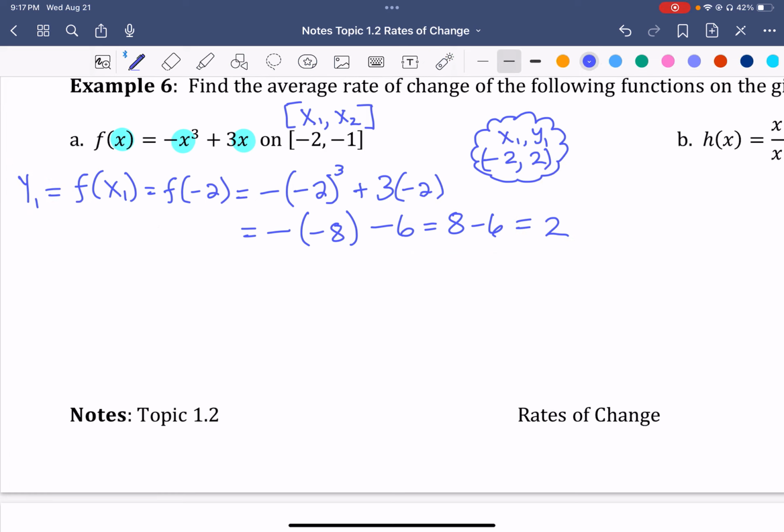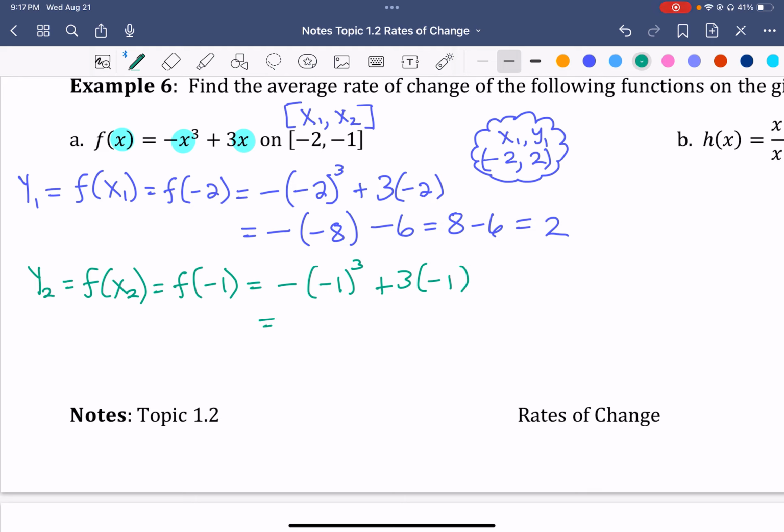Okay, now I need to repeat all of those steps and I need to find y sub 2. So to find y sub 2, I need to plug in x sub 2. X sub 2 is negative 1. So now I need to find f of negative 1. So now I'm going to do negative 1 cubed plus 3 times negative 1. Negative 1 cubed, that's going to be negative 1.